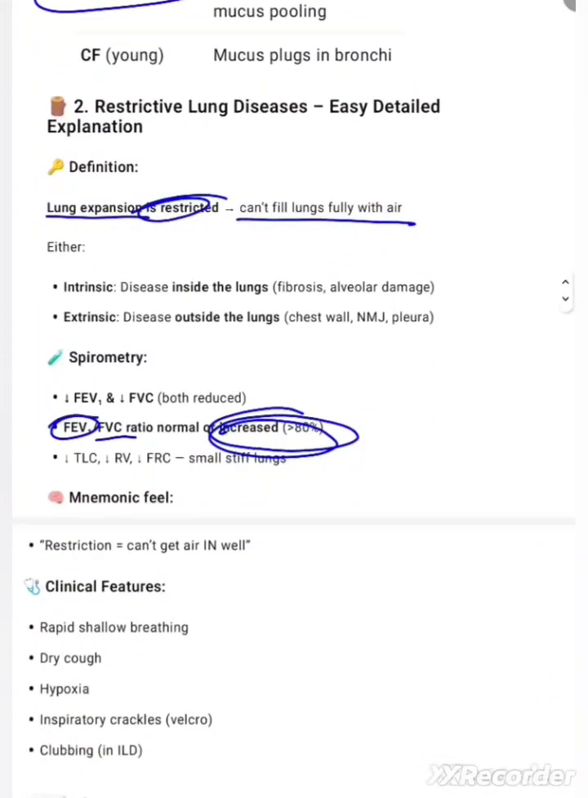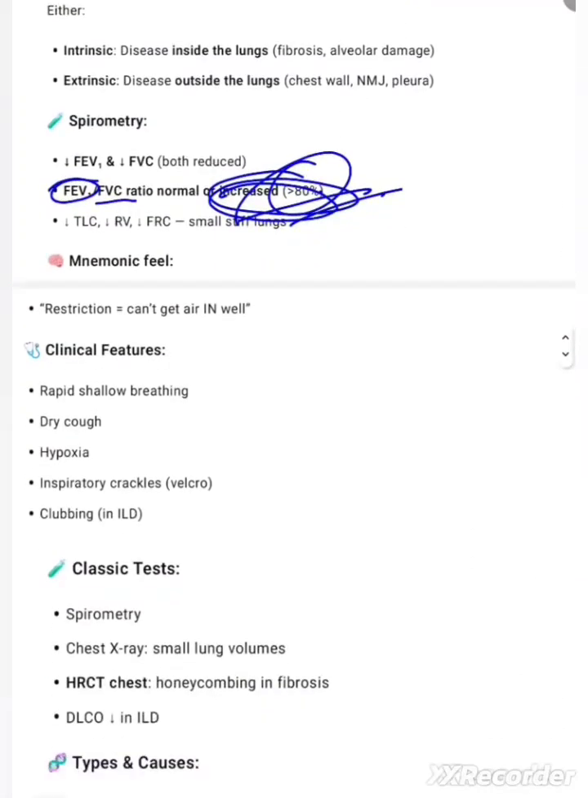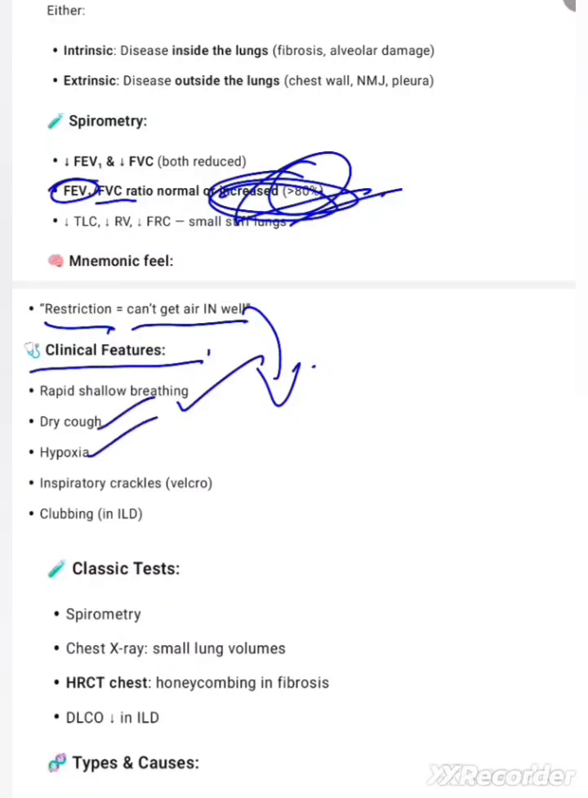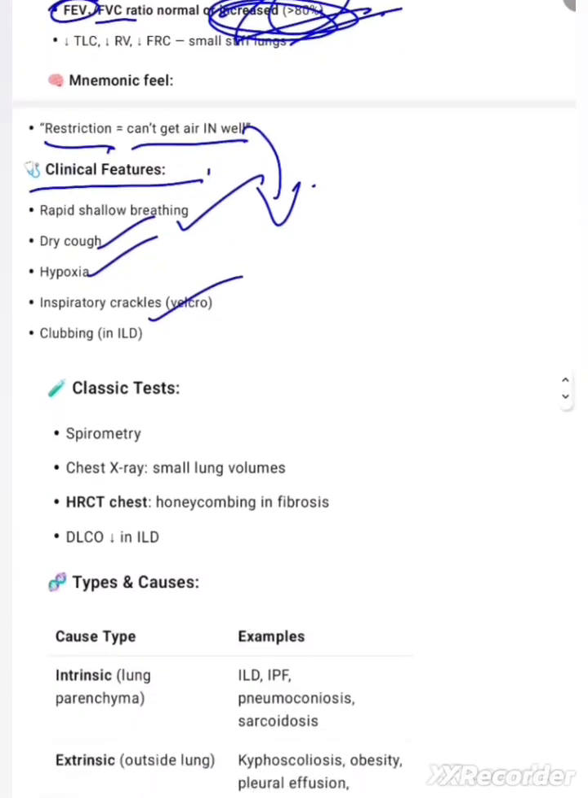Now in restrictive lung disease, as we said earlier, the FEV1 by FVC ratio is normal or slightly increased, or more than 80%. And how can we memorize this? Restrictive means can't get air in well. So clinical features: rapid shallow breathing, dry cough, hypoxia, inspiratory crackles and clubbing. Now the classic tests are spirometry, chest x-ray showing small lung volumes, HRCT test and decreased DLCO.